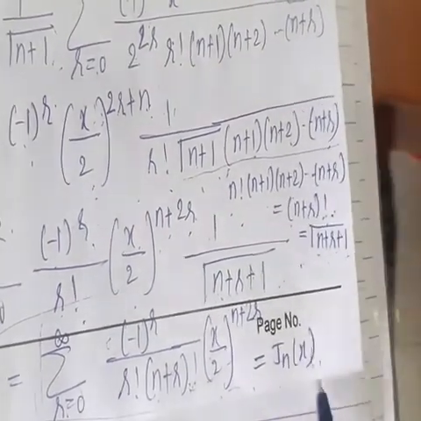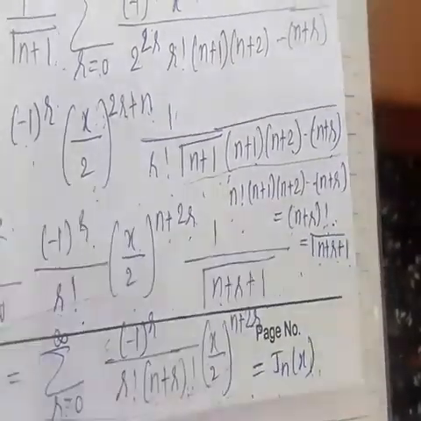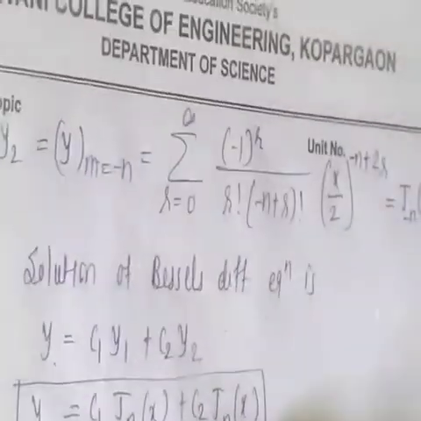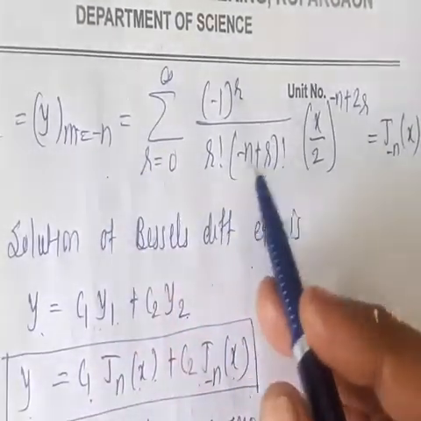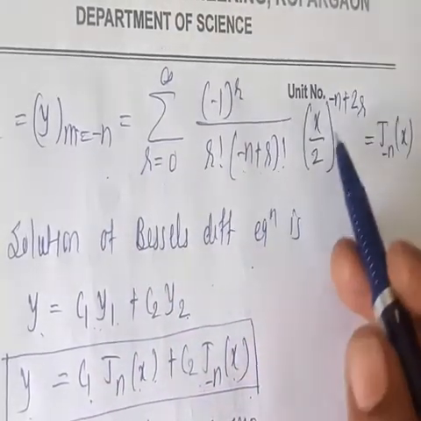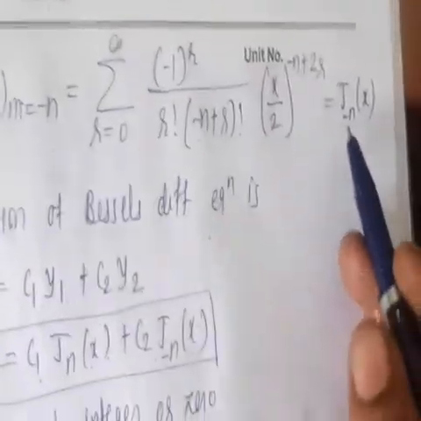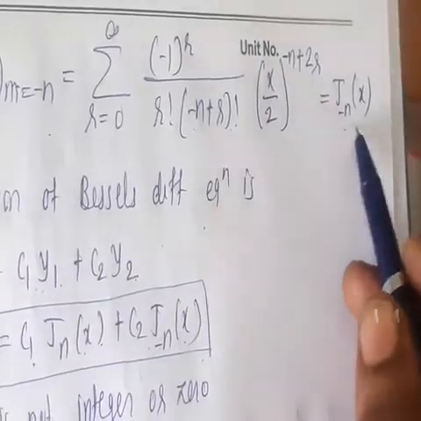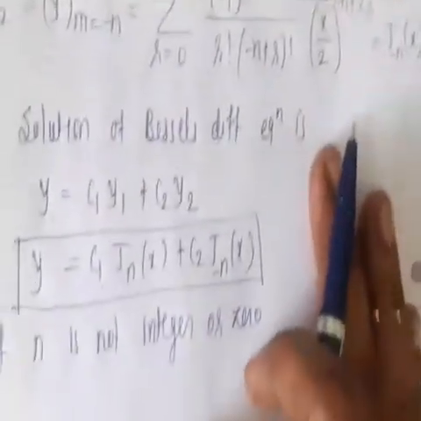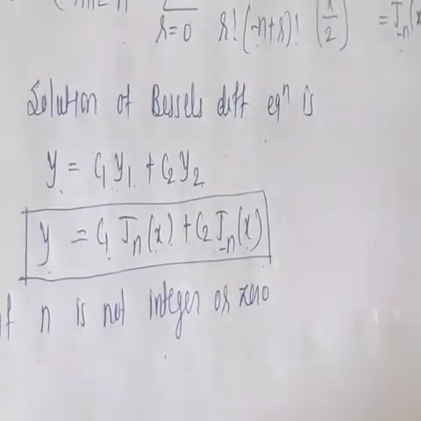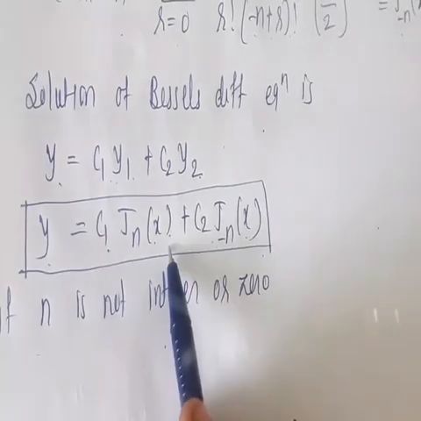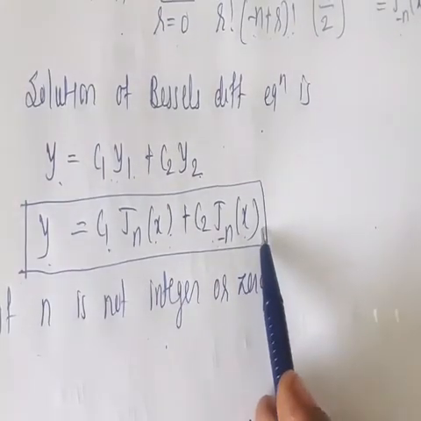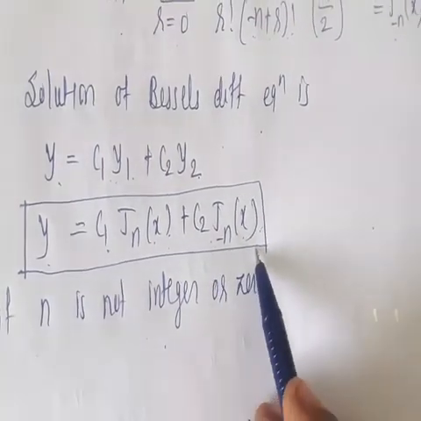If we replace n by minus n here, we get another solution y2. So y2 is y at m is equal to minus n, replace n by minus n, so minus n plus r, and here minus n. So this particular function is called as J of minus n of x. So what is the solution of Bessel's differential equation? Its solution is y is equal to c1 into Jn of x plus c2 into J of minus n of x.